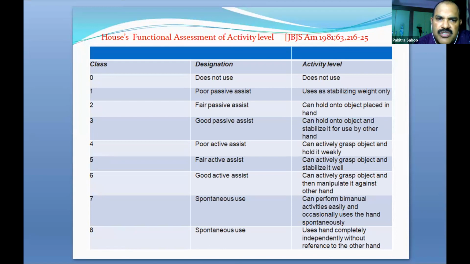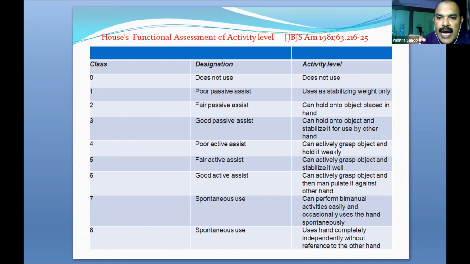So what is passive assist? Class 1 is poor passive assist, 2 is fair passive assist, 3 is good passive assist. Poor passive assist means the child uses the limb just to stabilize weight only. Fair passive assist can hold onto an object placed on the hand, simply hold it. This is a passive method. Somebody else keeps the object on his hand; he cannot catch hold of the object or take the brush. Somebody will have to keep the brush on his hand, then only can he hold it. Good passive assist means he can hold on to the object and stabilize it for use by the other hand. So that is the group of patients with the passive assist group.